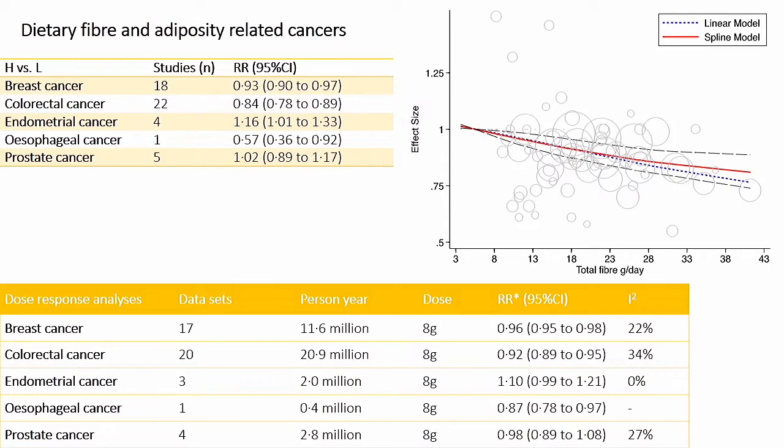Very clear. And then the adiposity-related cancers. So higher versus lower and dose-response associations identified benefits of higher fiber intakes for breast cancer and for colorectal cancer. There wasn't a lot that could be said about the other cancer types because there was limited data, and so they're a little bit inconclusive, and the evidence for them is quite weak in any direction.